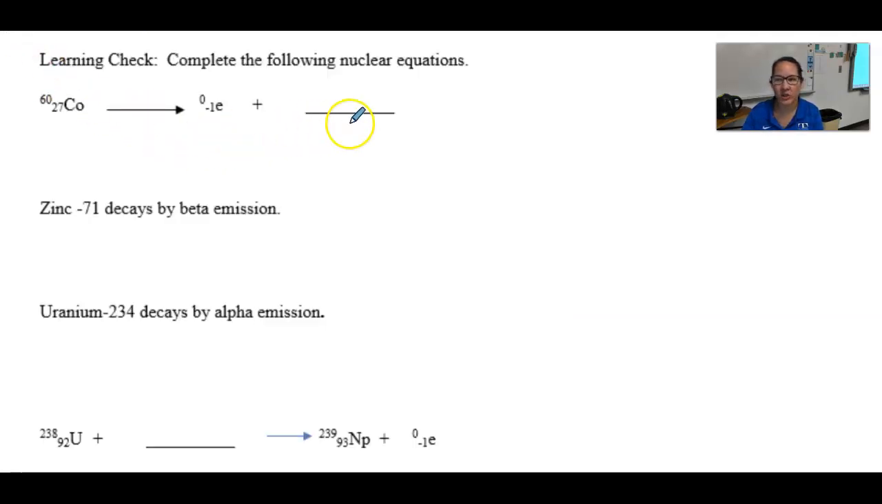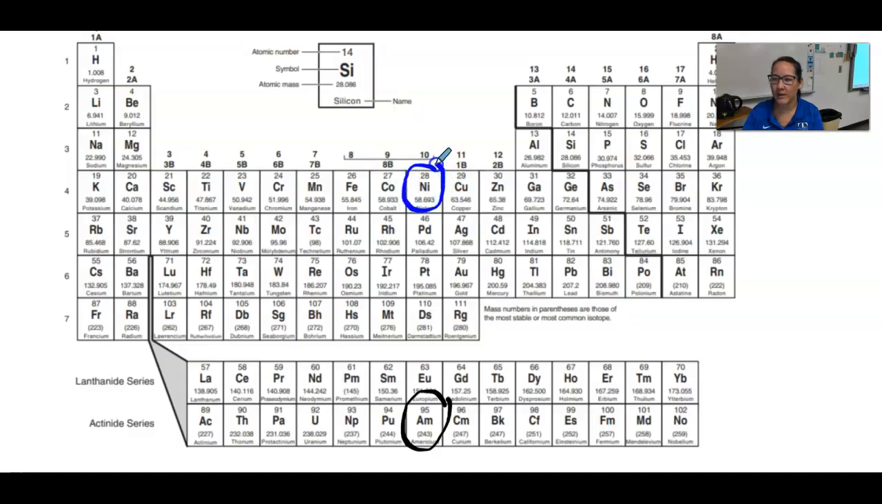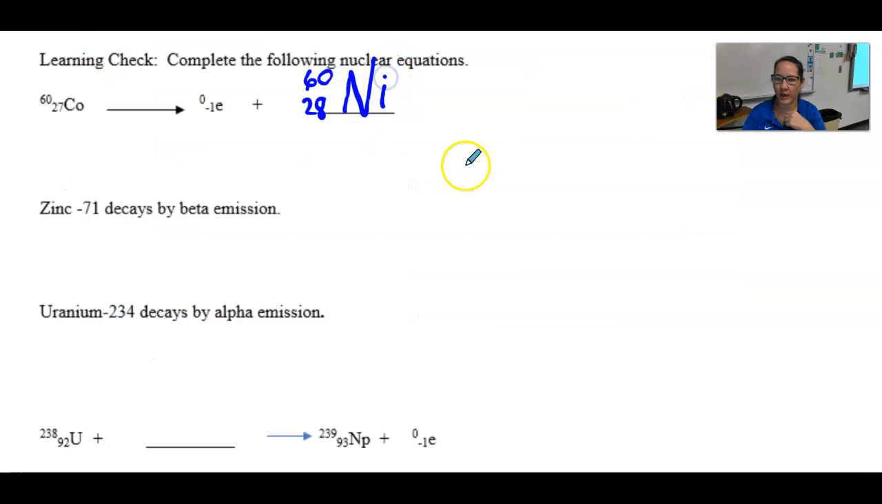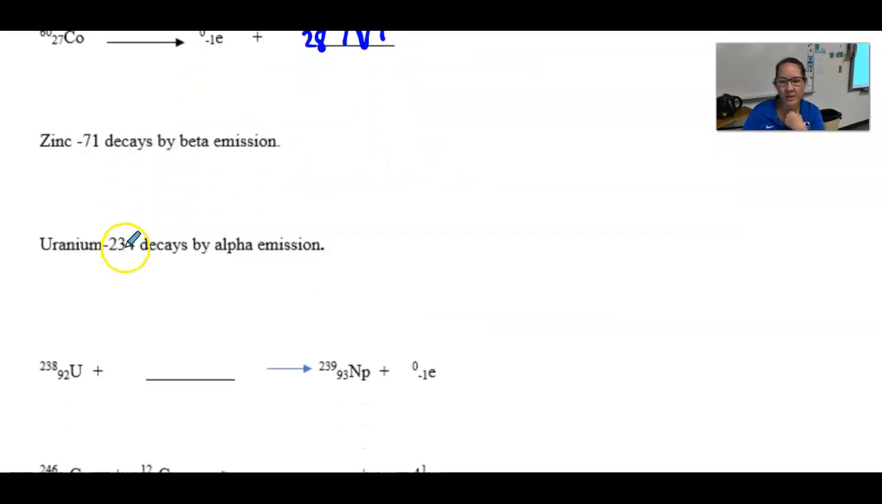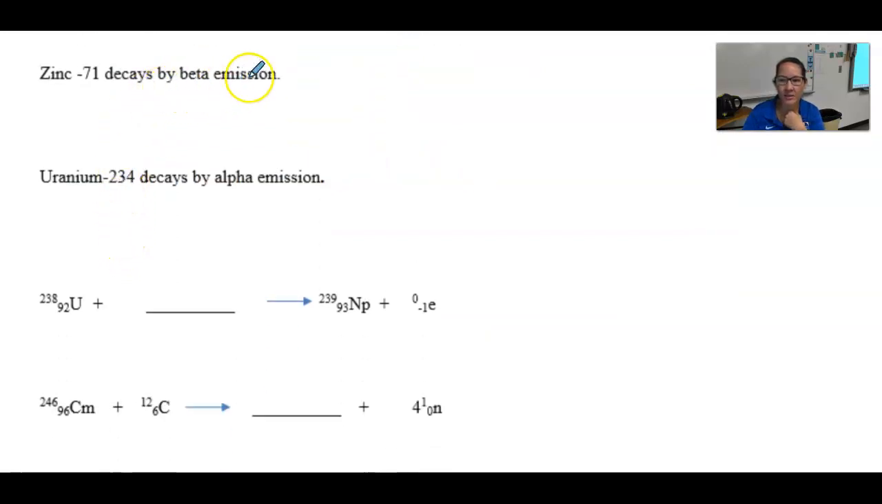Okay, so learning check. Complete the following nuclear equations. If this cobalt undergoes a beta decay, what's the new particle? The mass is not going to change. That's going to stay 60. It's a beta decay, so my atomic number is going to go up from 27 to 28. And then when I look on the periodic table, element number 28 is nickel. Nickel here, and done.